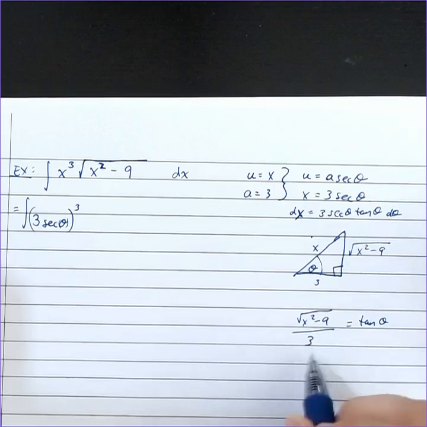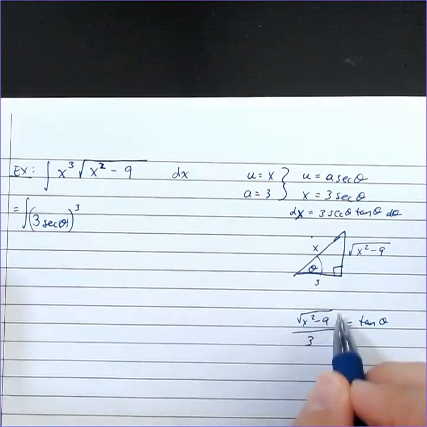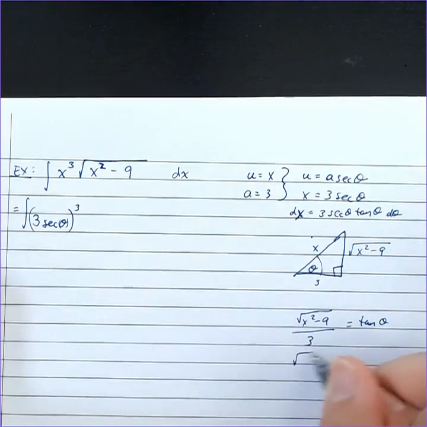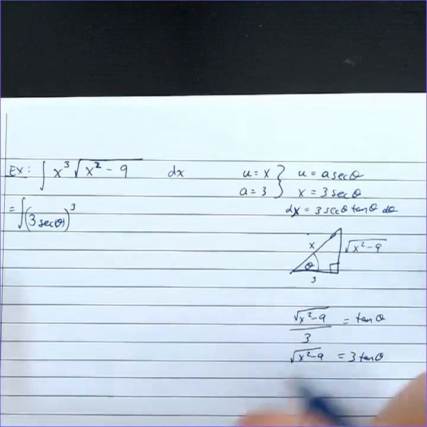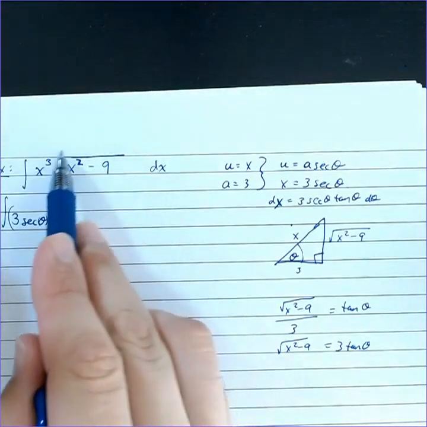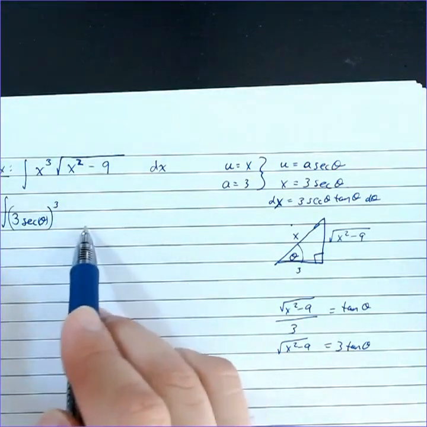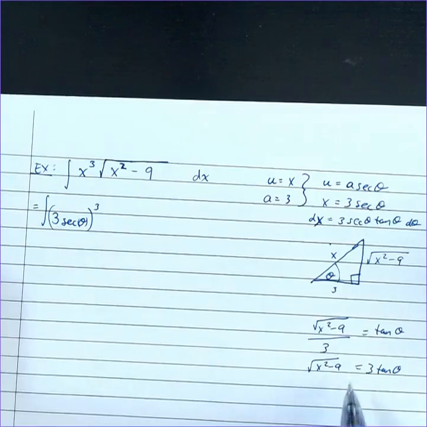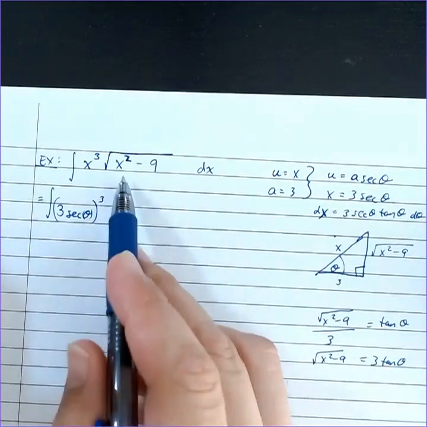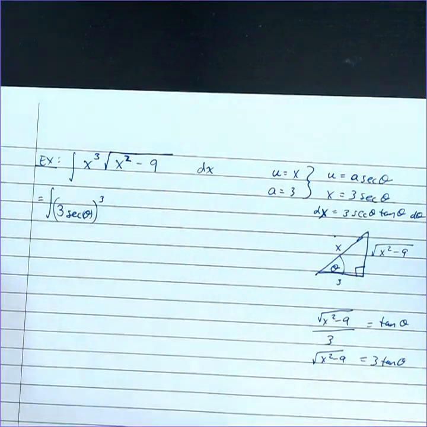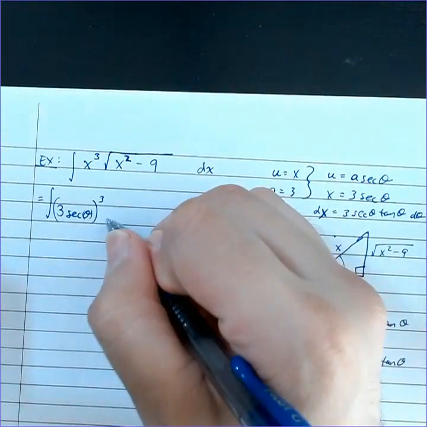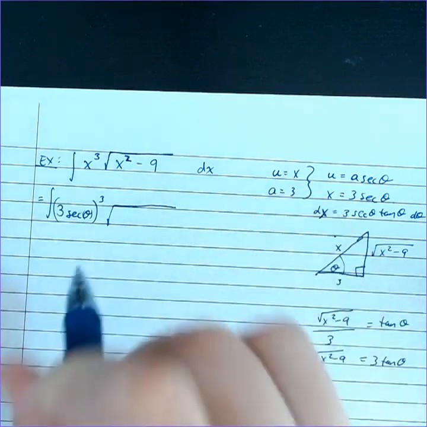Oh, but now if I multiply both sides by 3, that'll isolate this square root. So that'll be the square root of x squared minus 9 is equal to 3 tangent of theta. So right here, this expression, we can replace it with 3 tangent of theta. Now, if you're okay with that visualization, awesome. You just go ahead and replace that with 3 tangent of theta right now, and we're done. If you're not comfortable with that visualization, of course, we can always do it analytically.